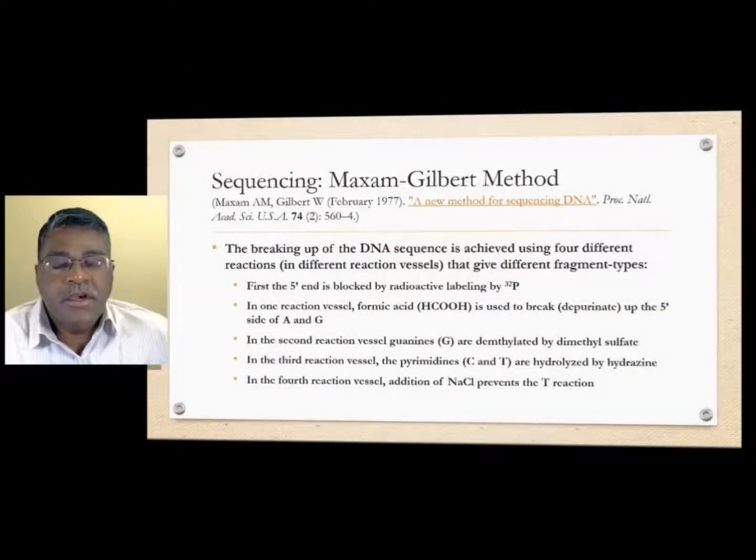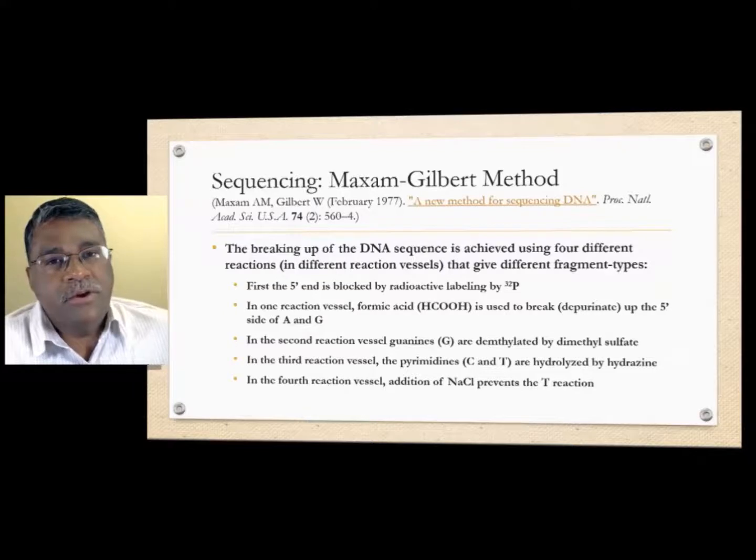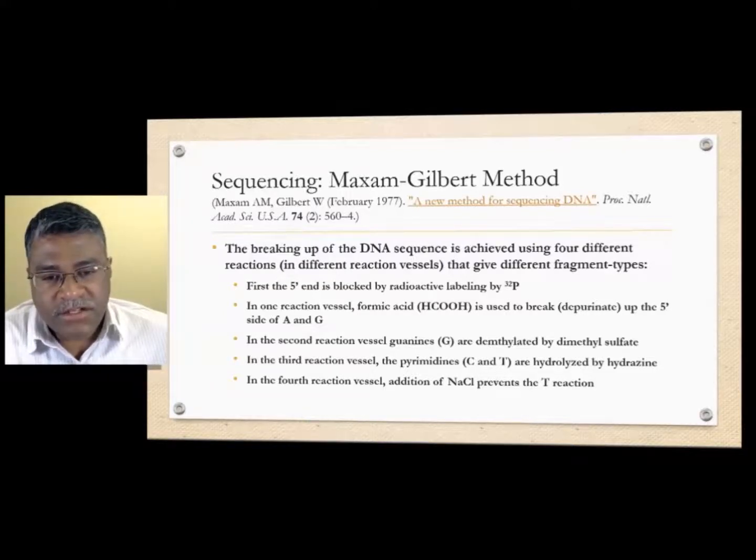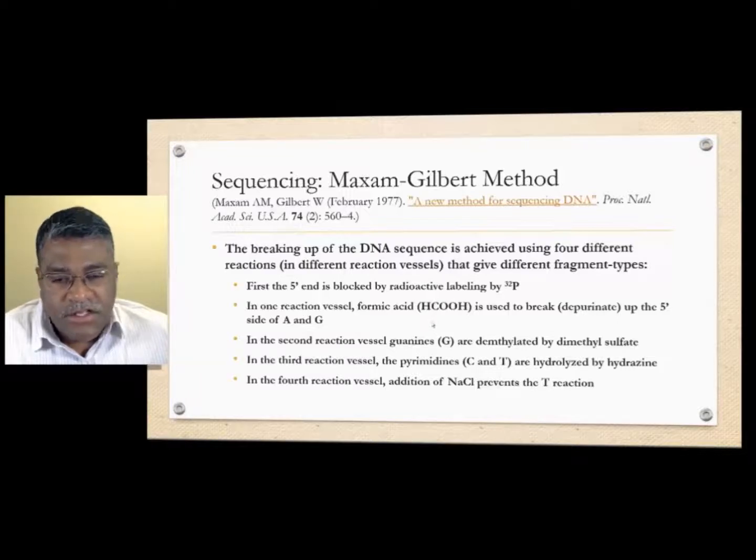We call it P32 because the atomic mass number of stable phosphorus is 31. And when we talk about P32, that means it's radioactive, okay? And therefore, that's what we call it. When we talk about radioactive labeling, the phosphorus is labeled P32 on the 5' end. In one reaction vessel, you take formic acid, with the chemical formula HCOOH, and it's used to break the purines at the 5' side of A and G.